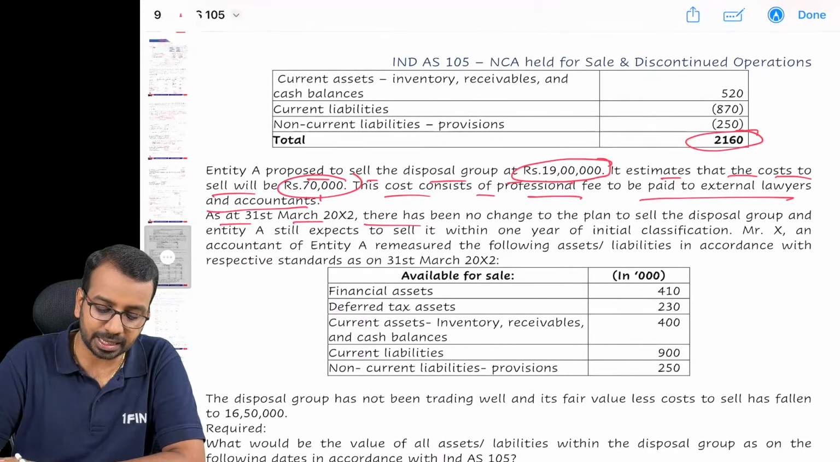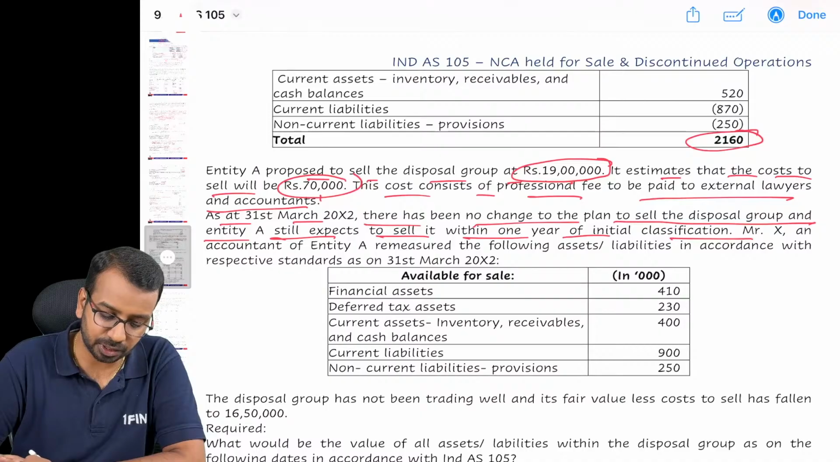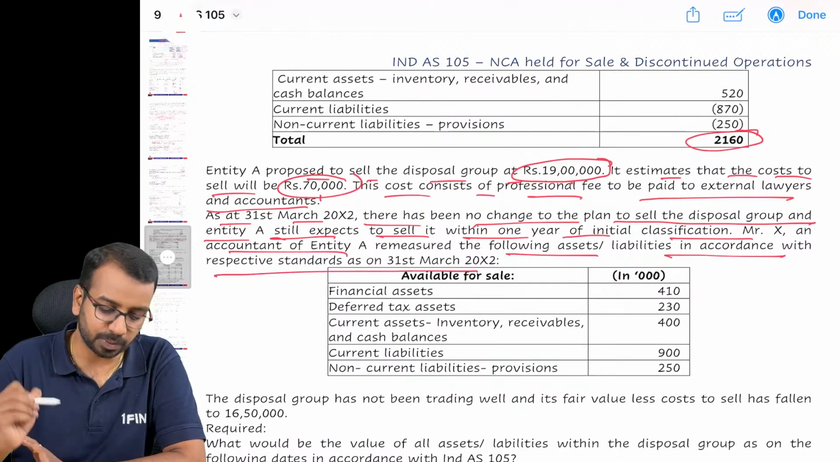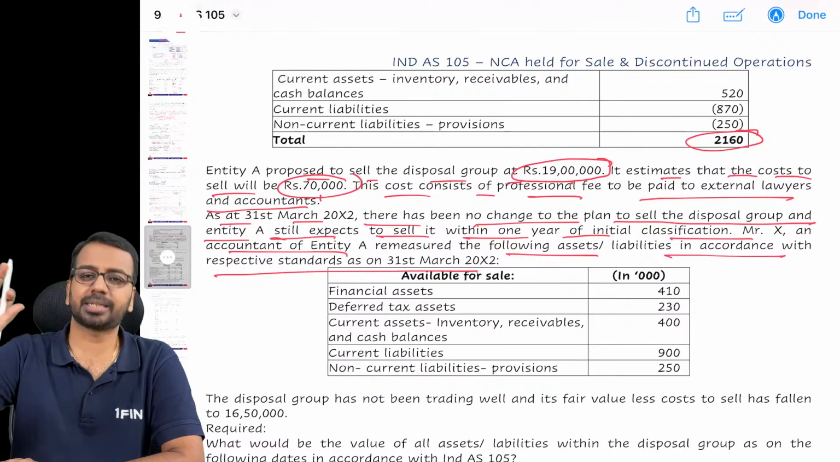As at 31st March, there has been no change in the plan to sell the disposal group. Entity A still expects to sell it within 1 year of initial classification. They've remeasured the following assets and liabilities in accordance with the respective standard. So, if a disposal group has other assets, those have to be measured as per their standard.